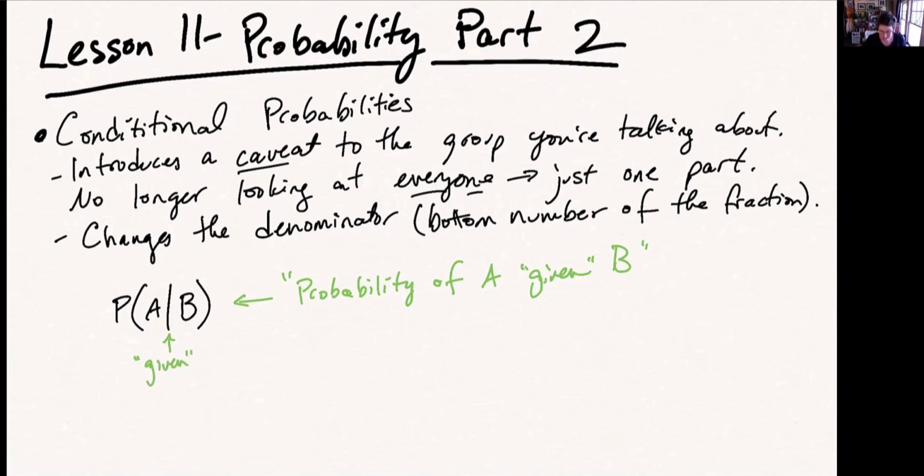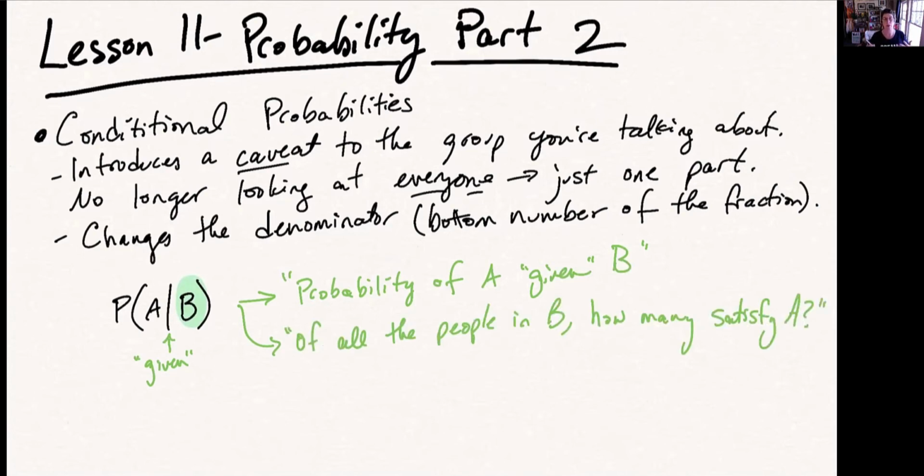Okay, the way I like to think about it is slightly different. My way is to think of it as saying, of all the people in this B category, how many of them satisfy A? To me, that makes more sense, but I know for some of you the first thing makes more sense. So choose which one makes more sense to you and the way your brain works and just roll with that one. Okay, now that's what it means.